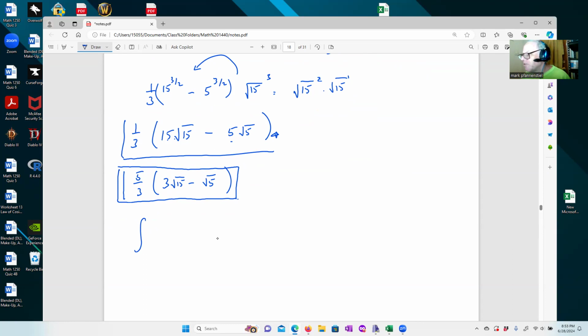So we're going to go from, again, 0 to 5. They're not all 0 to 5. They just happen to be the problems that I picked. So we have x times the square root of 9 minus x dx.